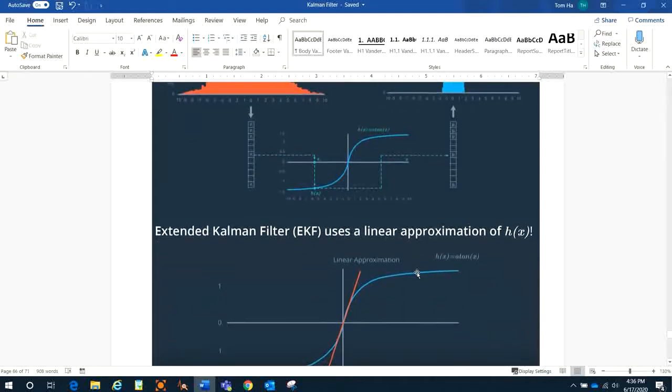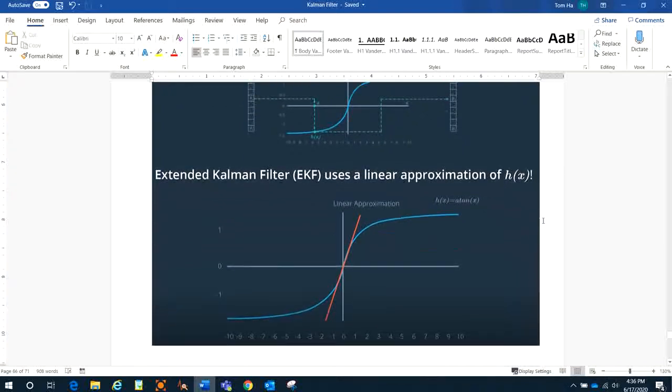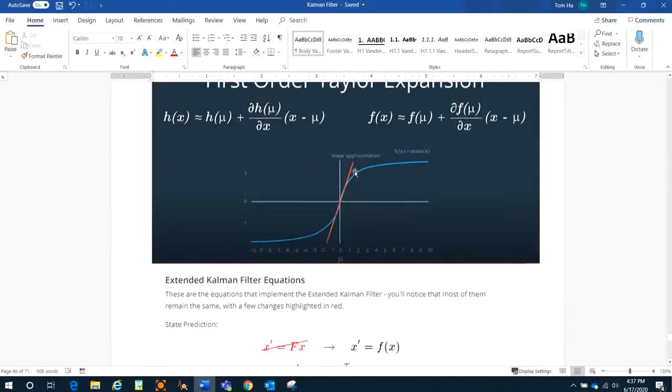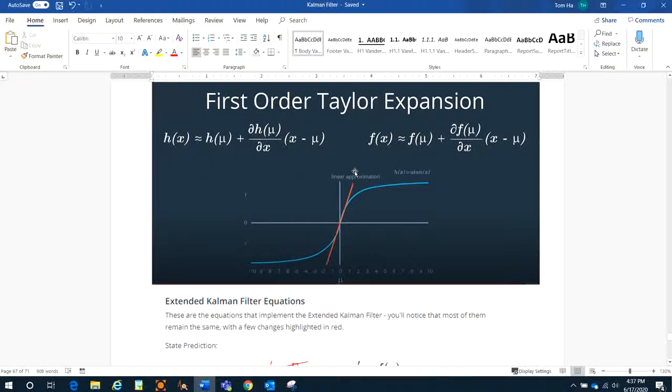So how do we solve this problem? We apply the extended Kalman filter, which uses a linear approximation. In a small section here, you can apply the linear approximation using the Taylor series. If you know the Taylor series, you can go back to the video and see that, and you get the first order of the Taylor series. Right here is the linear function for the measurement function.